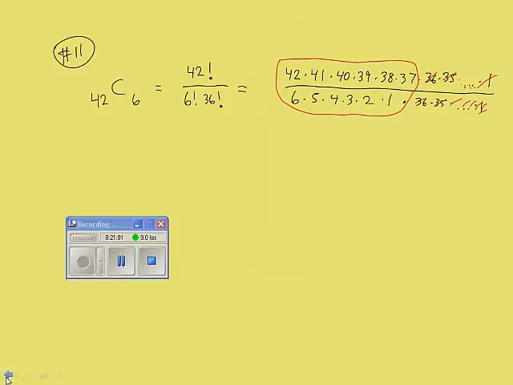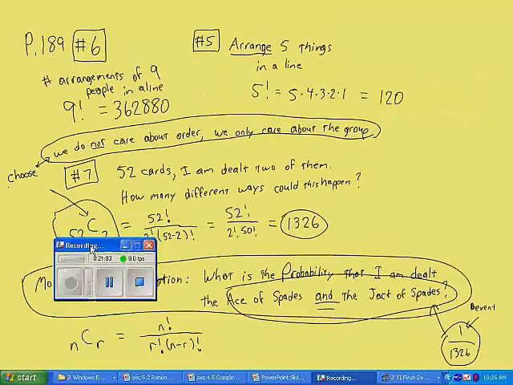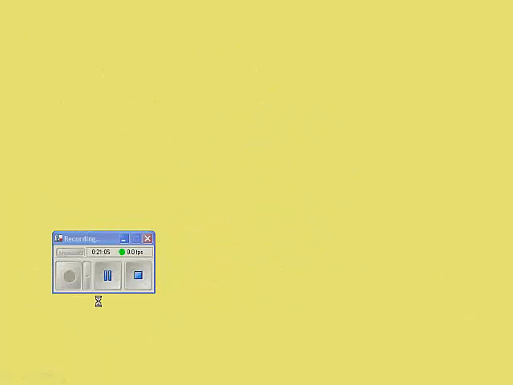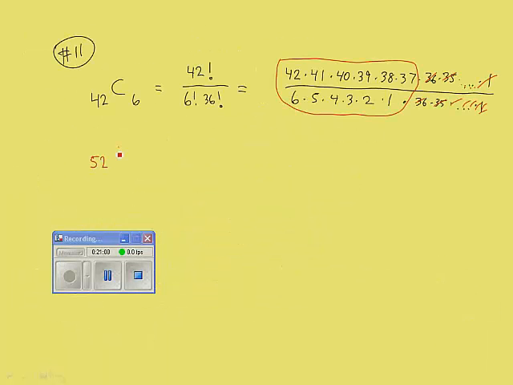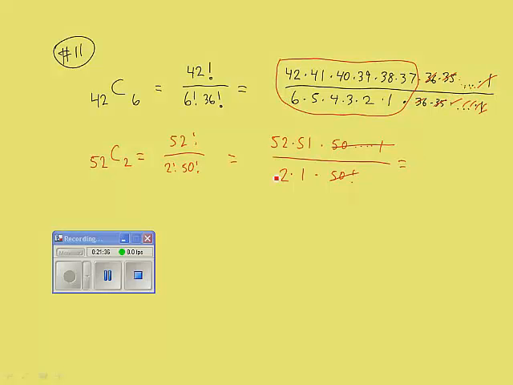In the last problem, it would have been easier. What was the last problem we did? 52 over 2 factorial times 50 factorial. When we did 52 choose 2, it was 52 factorial over 2 factorial times 50 factorial. So this is 52 times 51 times, and then all this is going to cancel with what? The 50 factorial here, right? That 50 factorial will cancel with all that. And so we could have done the last problem by doing 52 times 51 over 2.